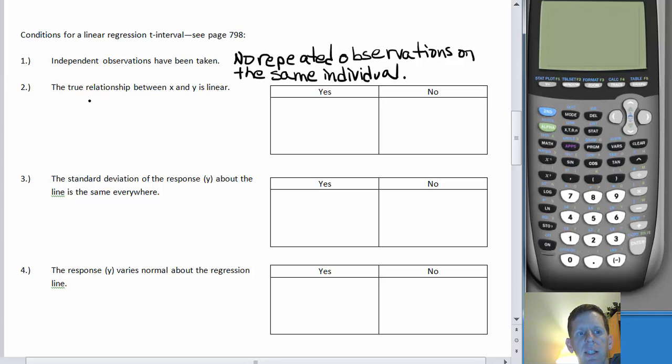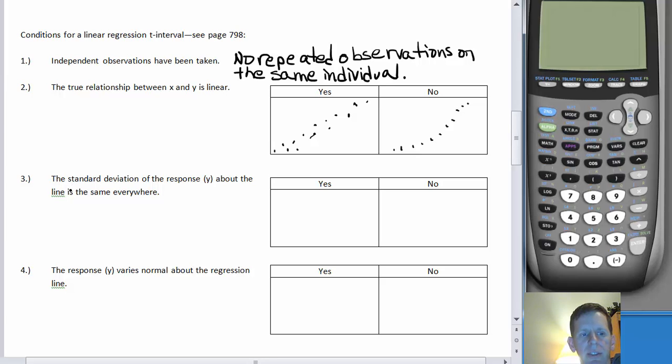The second condition that needs to be a part of this interval is that the true relationship between x and y is linear. In other words, just by simple inspection, you should notice that the points, for the most part, form more or less a linear pattern. And if you have that, then it's valid to use this type of confidence interval. If you see a curved pattern, however, then it's not exactly the confidence interval that we want to use here.